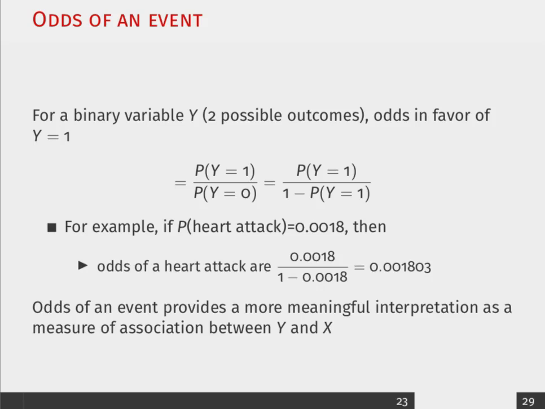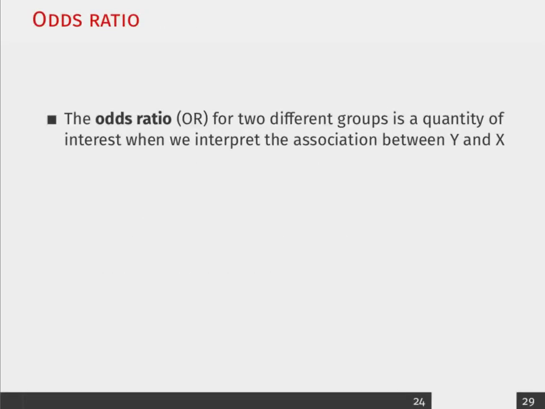So we can rewrite that as the odds of having a heart attack are 0.0018 over 1 minus 0.0018. So the odds of an event provide a potentially more meaningful interpretation as the measure of association between y and x. So at least in the context of a regression, usually what we're interested in is comparing the effect of a change in x on y.